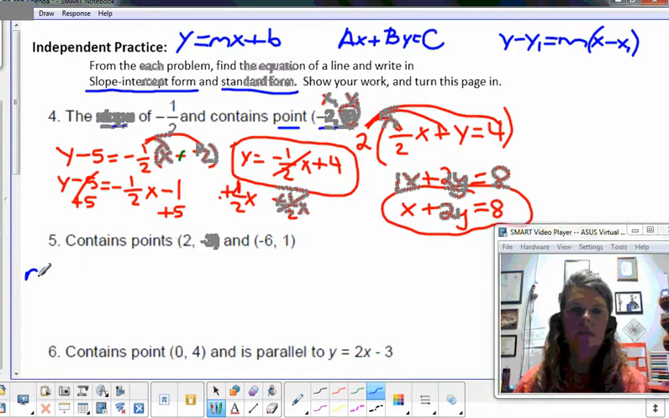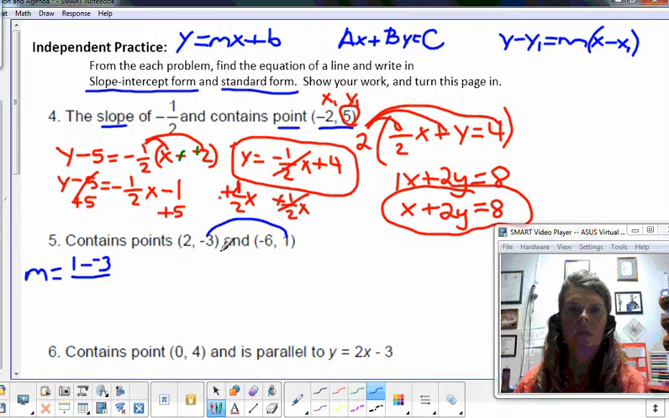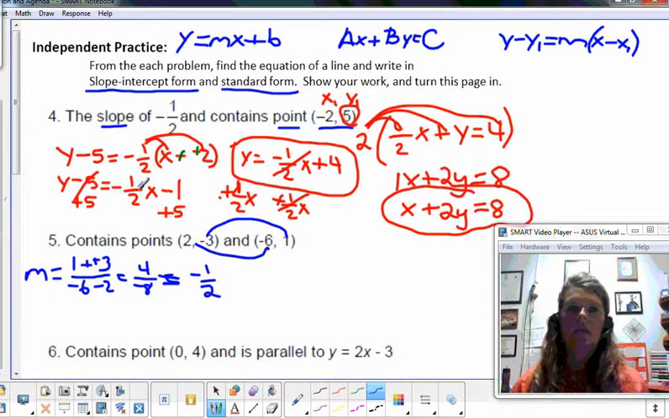So first, let's calculate the slope. 1 minus negative 3, that's y2 minus y1, and then x2 minus x1 would be negative 6 minus 2. So this becomes plus: 1 plus 3 is 4, over negative 8, and this reduces to negative 1/2. So that's our slope.